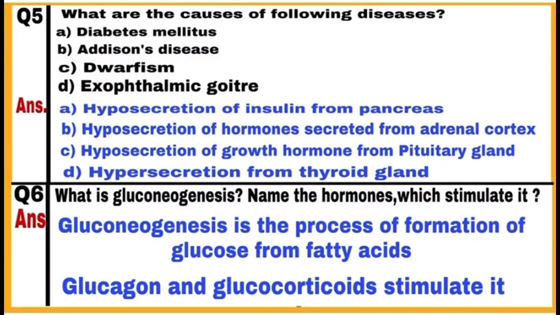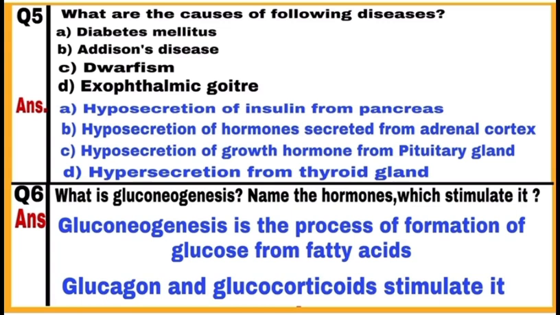Question number 5. What are the causes of following diseases? A. Diabetes mellitus. First, see the answer of this. It is caused by hyposecretion of insulin from pancreas. इंसुलिन की कम सिक्रीशन के कारण ब्लड ग्लूकोज लेवल बढ़ जाता है and lead to the condition called diabetes mellitus.